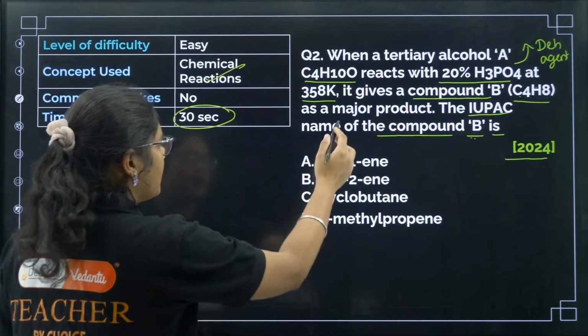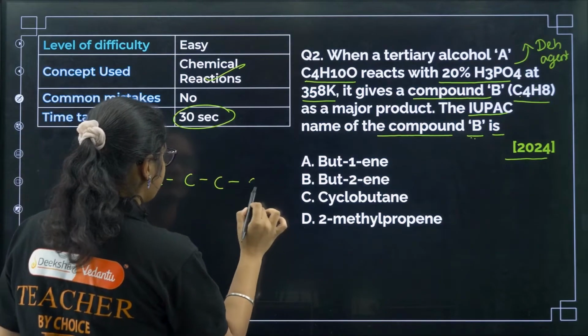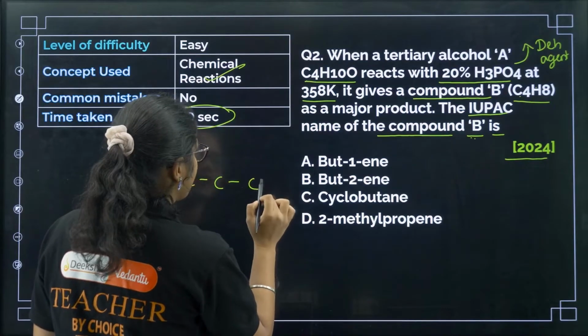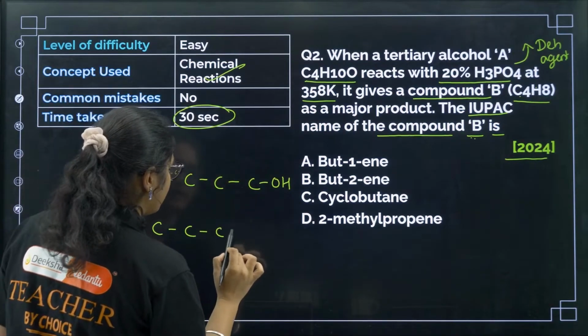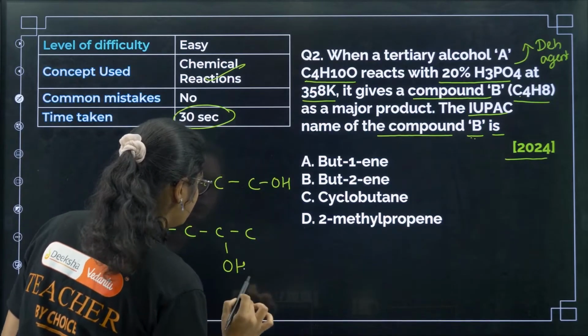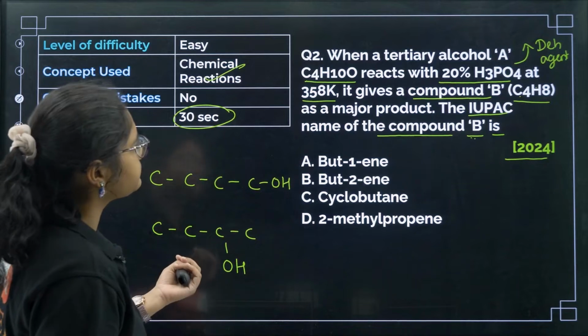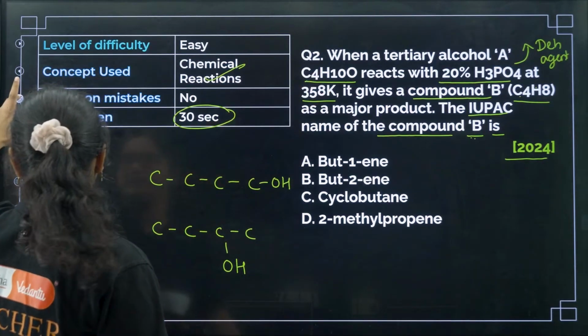Now if you see, first we have C4H10O. So we have 2 possibilities for this one, right? You can have butan-1-ol, or you can have butan-2-ol. Okay. Now if we need to find the major product, right? Okay, now one more hint is also given.